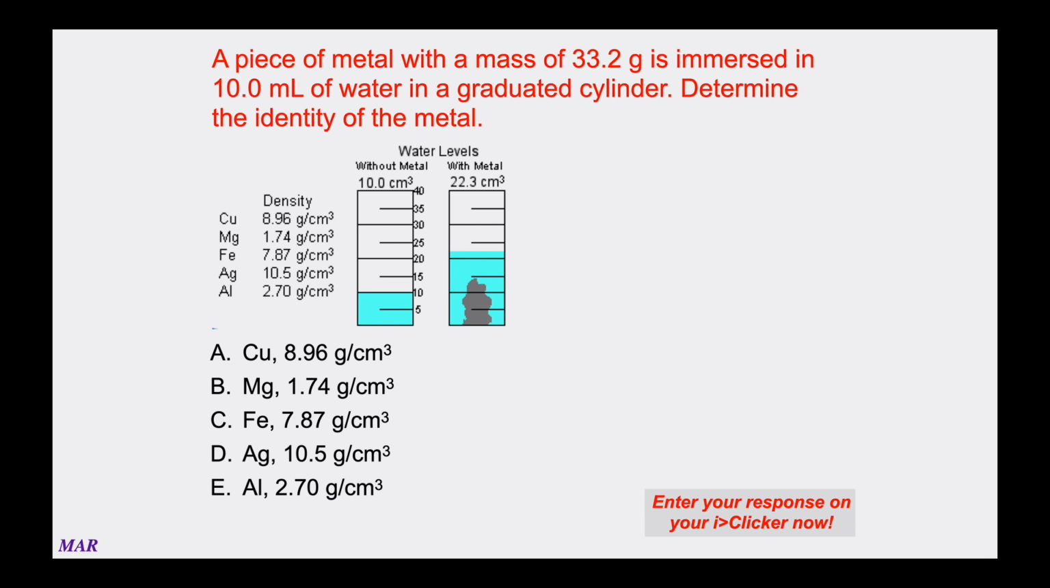You can see a list there of different metals and their densities. What I'm asking you to do here is find the density of the metal, and then you can compare the density to the one that's closest in that list to find the identity. So see if you can do that. At this point, pause the video, and when you're ready, you can unpause and start up again.